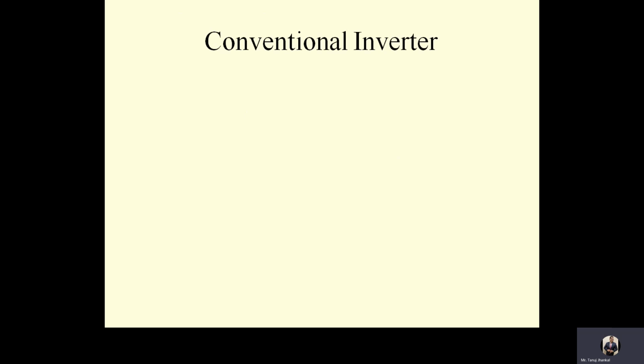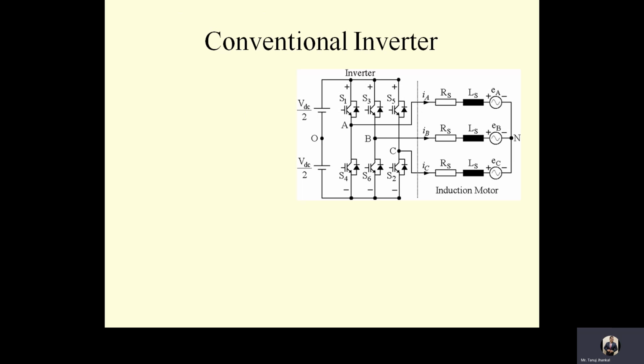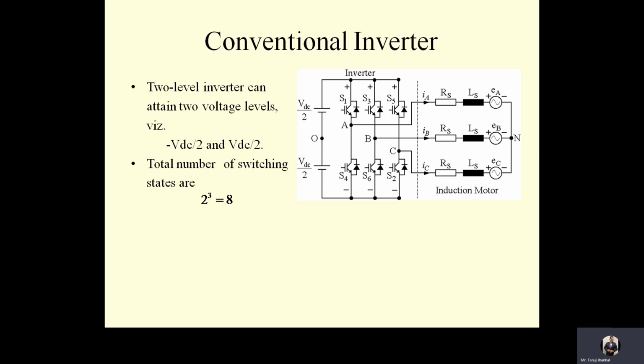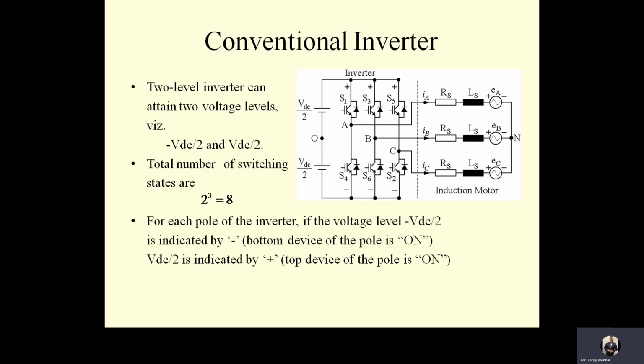Now, as I have mentioned earlier, each pole of a two-level inverter can attain two voltage levels, which are VDC by 2 and minus VDC by 2. Therefore, the total number of switching states that a two-level inverter can attain is 2 to the power 3, which is 8. Now, for each pole of the inverter, if the voltage level minus VDC by 2 is indicated by a minus sign, it means the bottom switch is on.